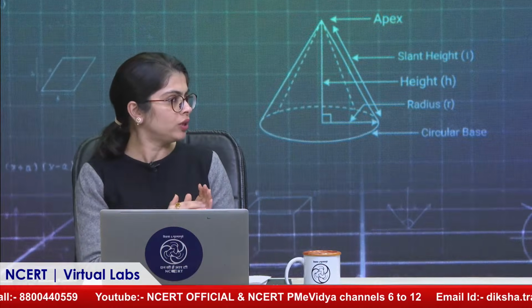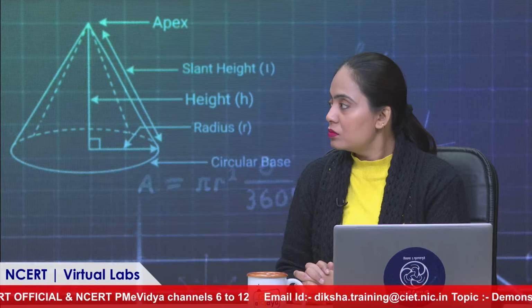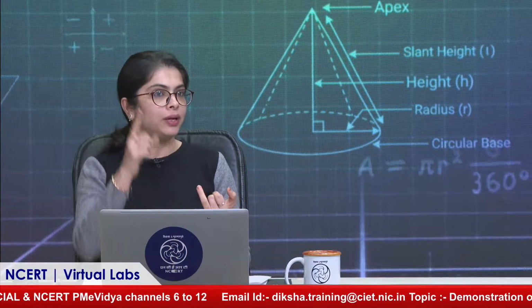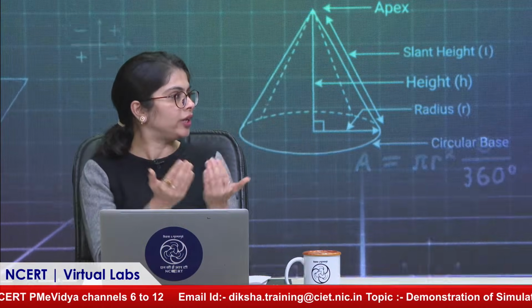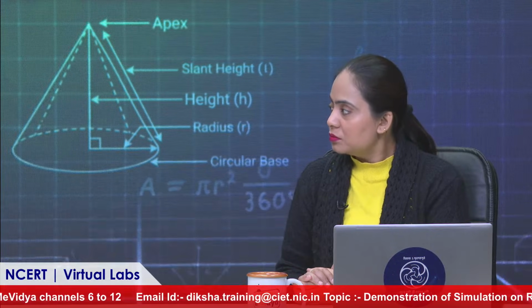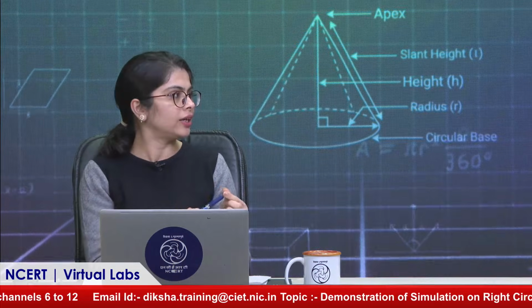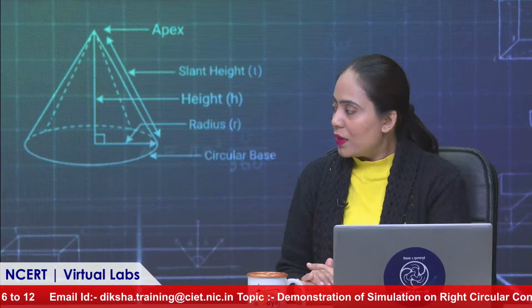Yes, so right circular cone is a special type of cone. Generally in day-to-day life, whatever cone we are using is generally a right circular cone only. There might be some examples like ice cream cone and the birthday hat. It might be a conical tank, and this pencil tip. All these are examples of right circular cone.